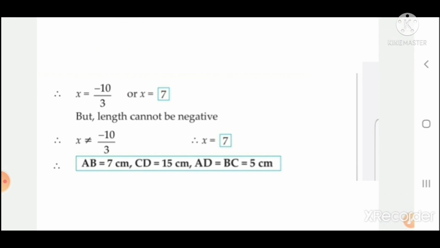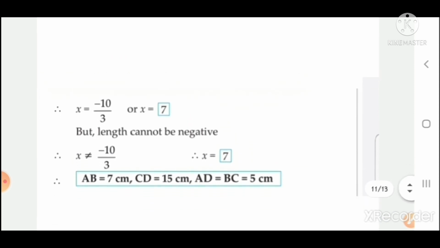So I hope it is clear with this sum. Go through this sum once again. These are a little bit tricky sums, but once you practice this, definitely it will feel easy for you, right?